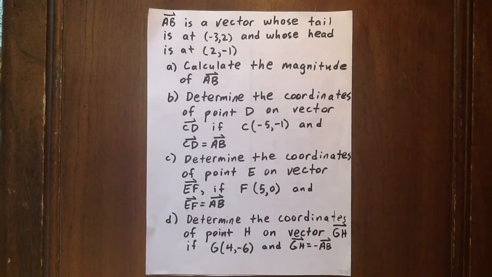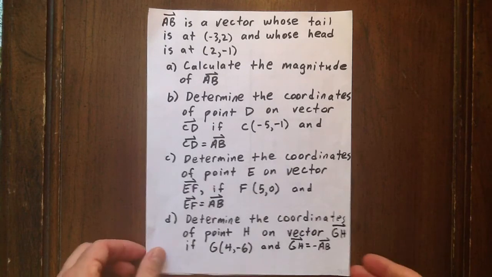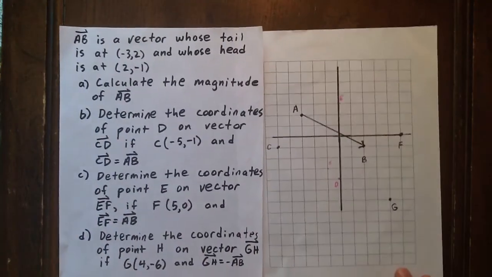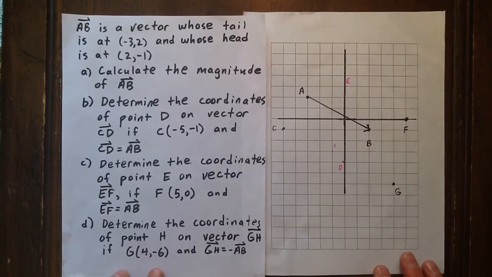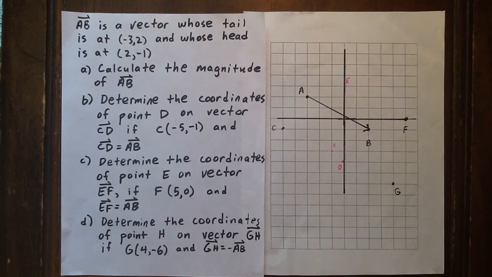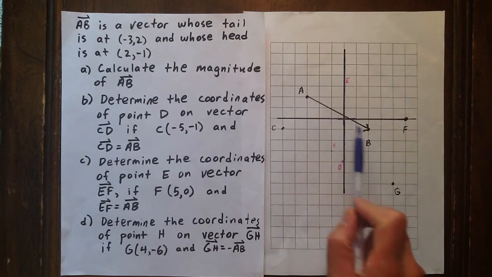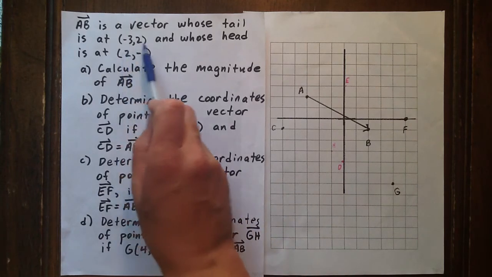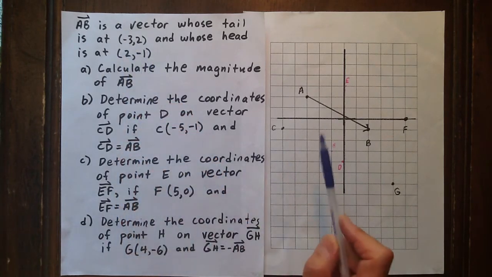This question involves graphing on the Cartesian plane, and it has many parts to it. The first part asks us to calculate the magnitude of the vector AB. Well, we see AB is drawn here because A is at -3, 2 and B is at 2, -1.